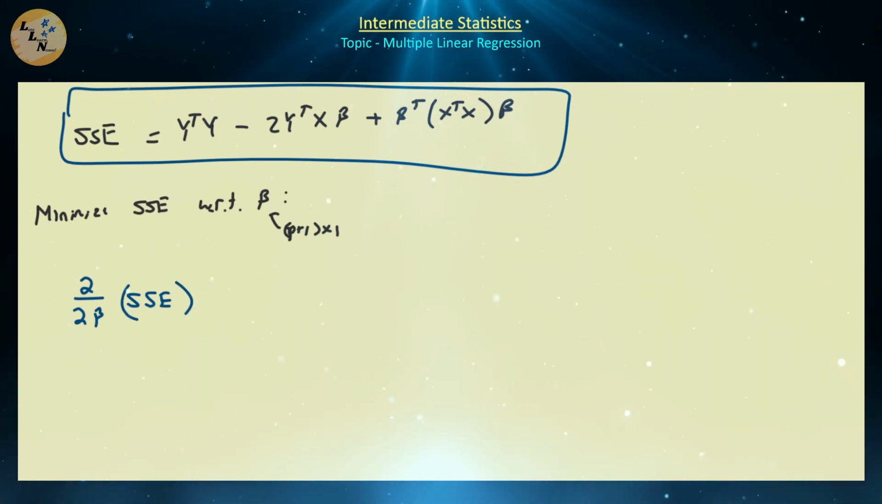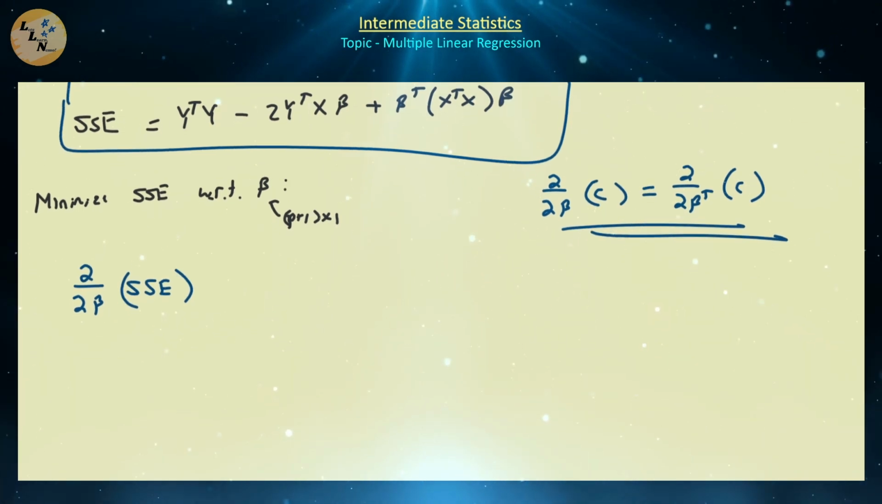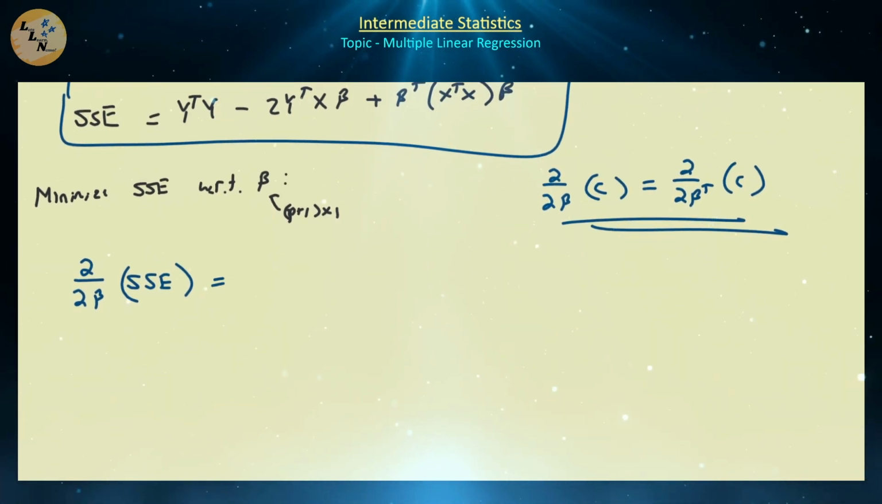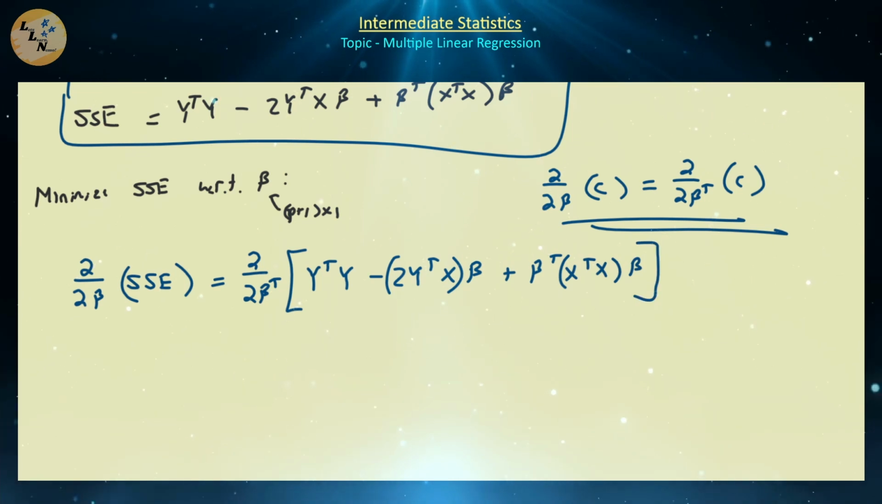Now keep in mind, SSE is a scalar, so the partial derivative with respect to beta of a scalar and the partial derivative with respect to beta transpose of a scalar are going to be equal to each other. If you've seen derivatives with respect to transpositions, they're actually going to be the same thing for scalars. That's a nice thing to keep in the back of your mind as we take the derivative of each of these terms. So this is equal to the partial derivative with respect to beta transpose of y transpose y minus 2y transpose x beta, plus beta transpose x transpose x times beta.